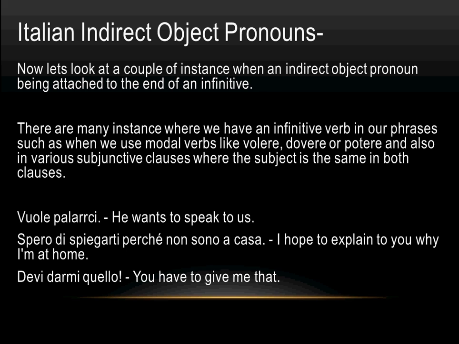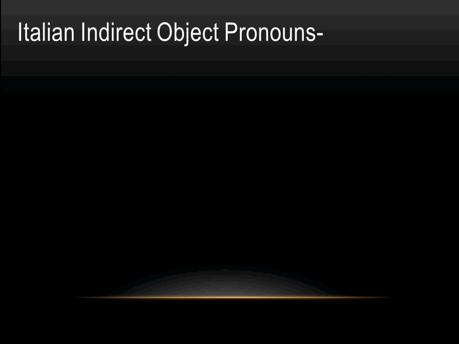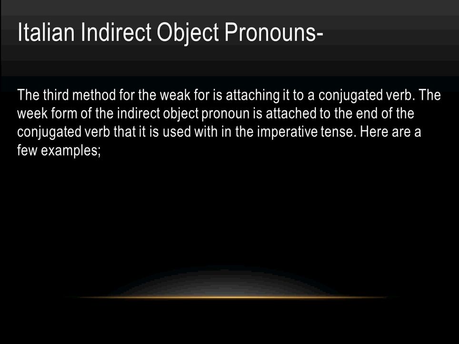And finally, devi darmi quello. You have to give me that. So, three simple examples of how the indirect object pronoun could be attached to the end of an infinitive verb. In addition, a third method for the weak form is attaching it to a conjugated verb. The weak form of the indirect object pronoun is attached to the end of a conjugated verb that is used in the imperative. Here are a few examples.